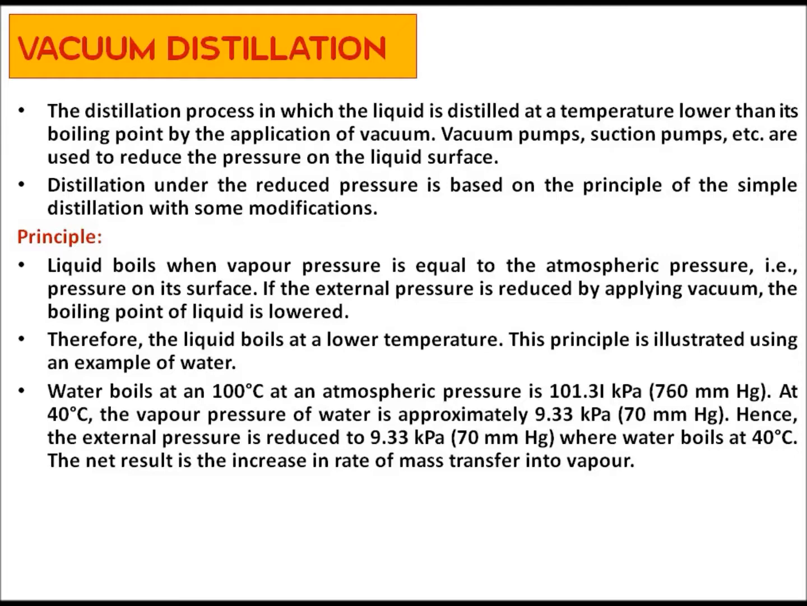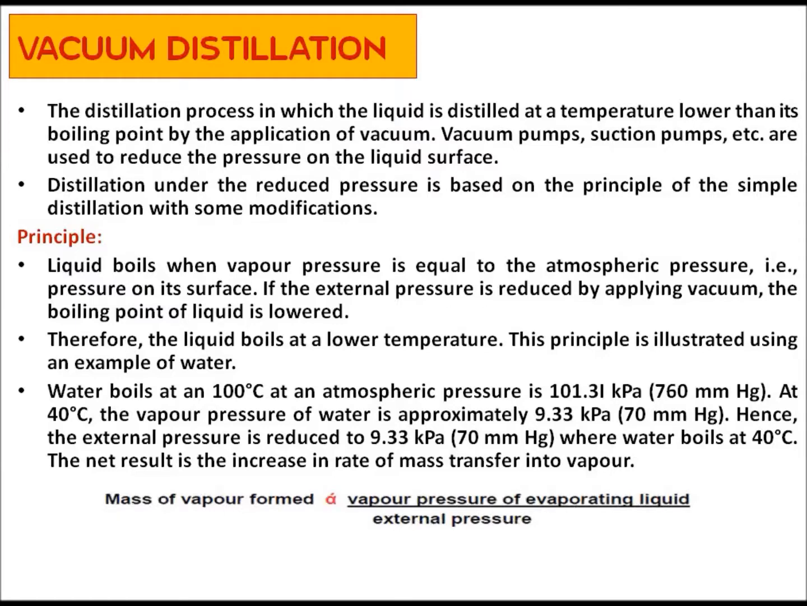What is the normal atmospheric pressure? It is 760 mmHg. So now, if the external pressure, which was earlier 760 mmHg, is reduced to 70 mmHg by using a vacuum pump, what will happen? The water will start boiling at 40 degrees centigrade only. Thus, you see, by applying the vacuum or by reducing the external pressure, the water can now be heated at a very low temperature. So the net result is the increase in the rate of mass transfer into the vapor.